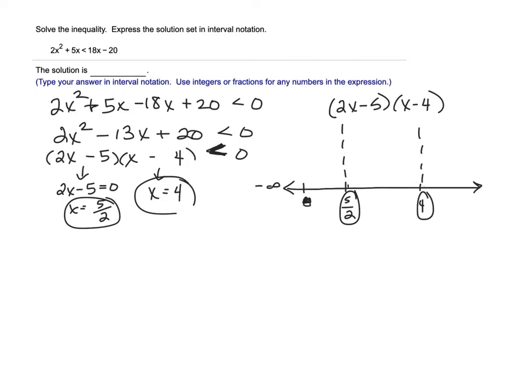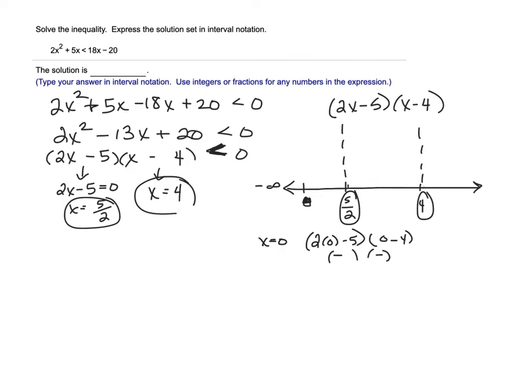Okay, plug 0 into the function. So when x equals 0, we're just going to deal with positives and negatives. I don't care what the number is. I just care, is it positive or is it negative? So when I plug 0 into 2x minus 5 times x minus 4, you think about it, 2 times 0 minus 5 times 0 minus 4. 2 times 0 is 0. 0 minus 5 is negative 5, right? And then 0 minus 4 is negative 4.